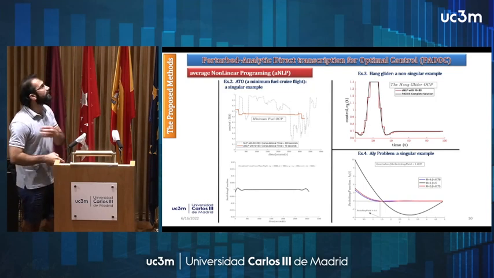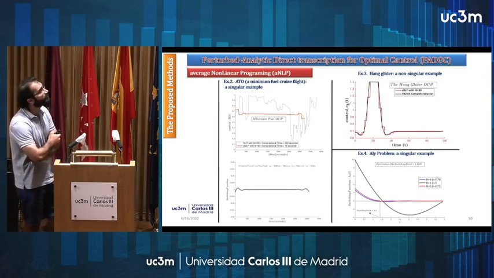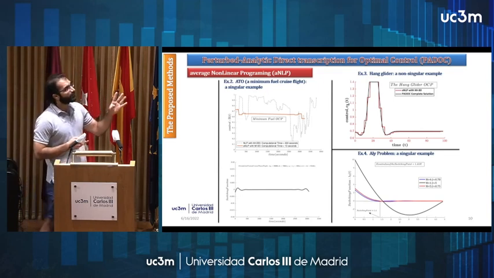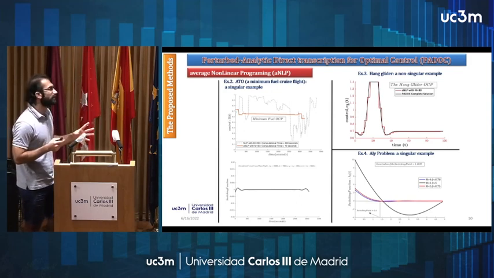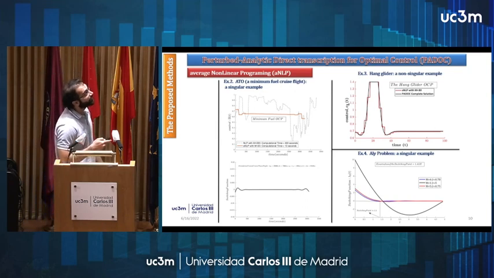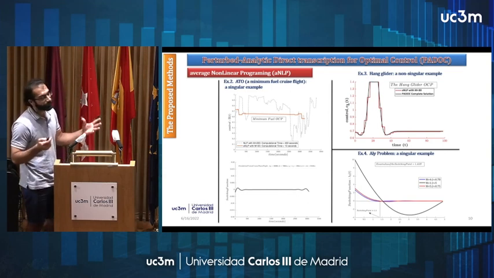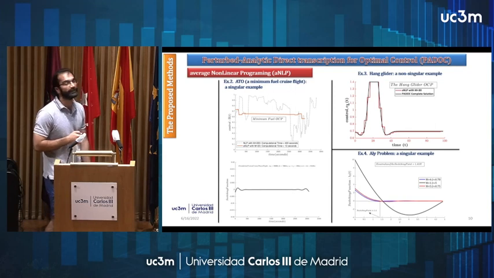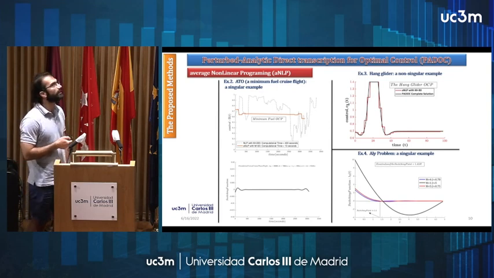So this is another example of a minimum fuel cruise flight, which is a singular problem. We started this nonlinear programming with fixed and very bad initial guesses with an Euler-based transcription method. And here are the two responses from the full simulation and the ANLP response. The full simulation is filled with chattering and fluctuations, and we cannot detect the singular structure behind that, but with ANLP we can simply figure out the structure of the optimal control.